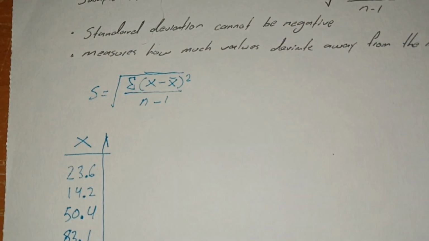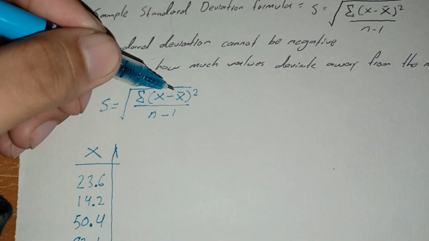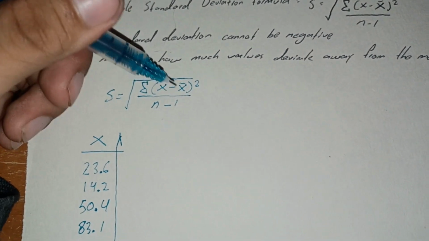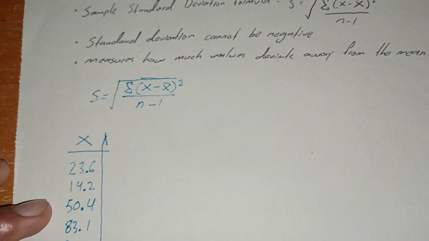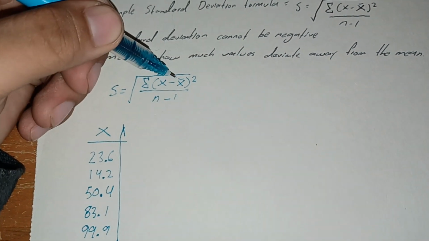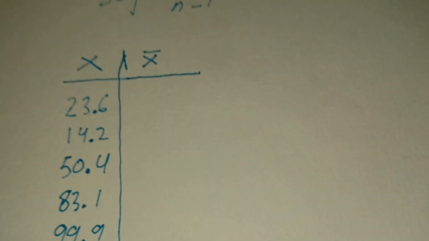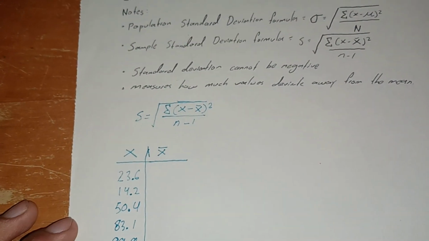This equation tells us to get your x values and subtract by x bar, the mean. X bar is of the sample and mu is of the population. So subtract x bar. How do we find x bar? First, let's go ahead and draw another column for x bar. Just like that, x with a little bar on the top.